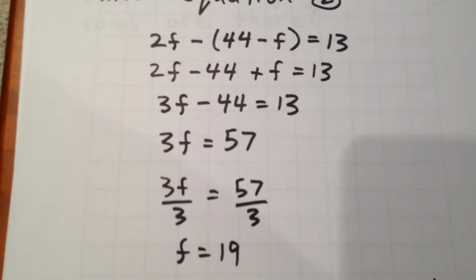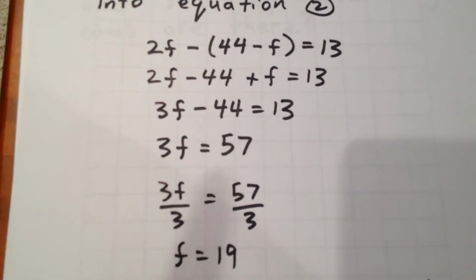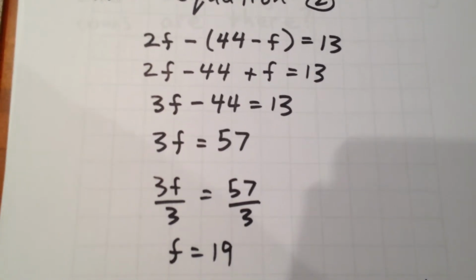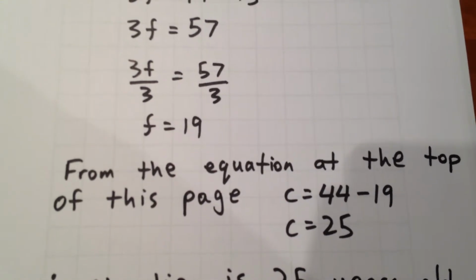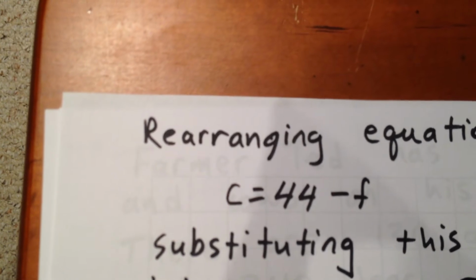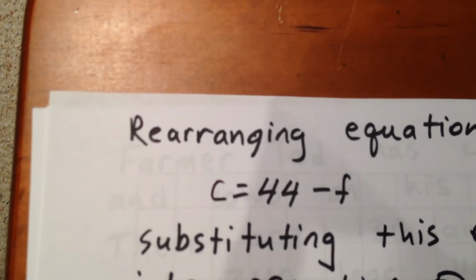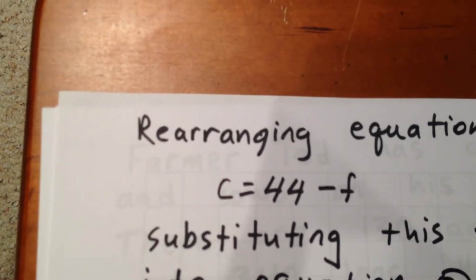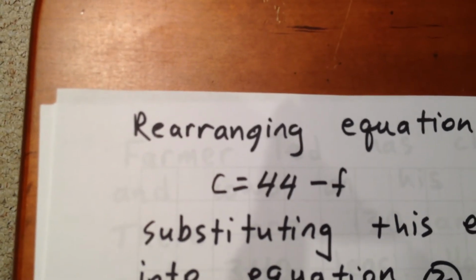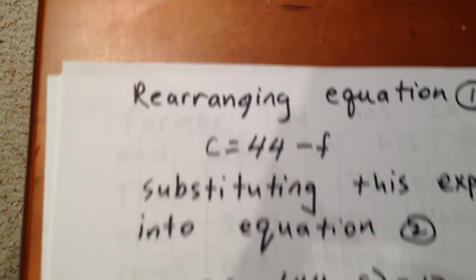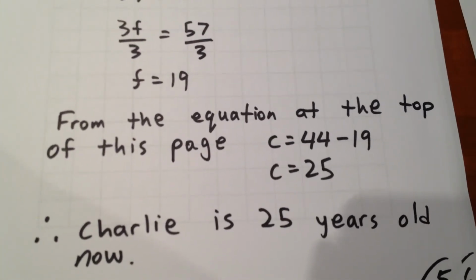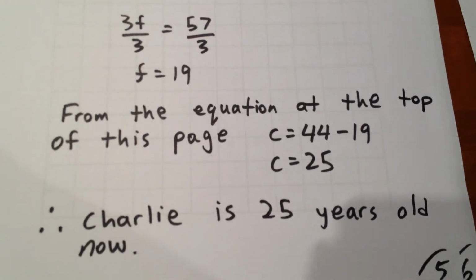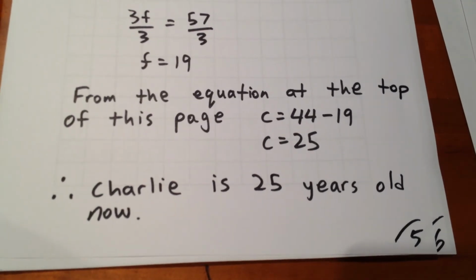Now, funny enough, we wanted to know Charlie's age today. We didn't want to know Fred's. So what we can do is take that value and substitute it into the equation at the top of the page. At the top of the page, we came up with the equation that C is 44 minus F. C is what we've been looking for. C is Charlie's age today, and that's what the question asks for. So we're going to substitute our value of F equals 19 into that equation right there. Doing that, we get C equals 44 minus 19, or in other words, C equals 25, which means Charlie is now 25 years old.